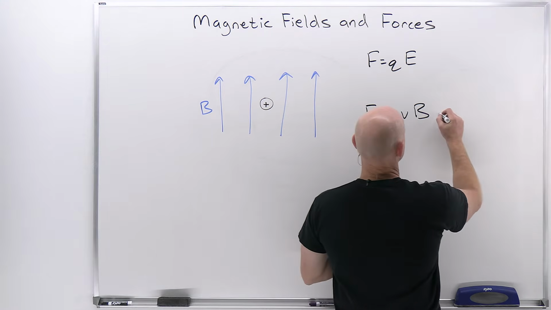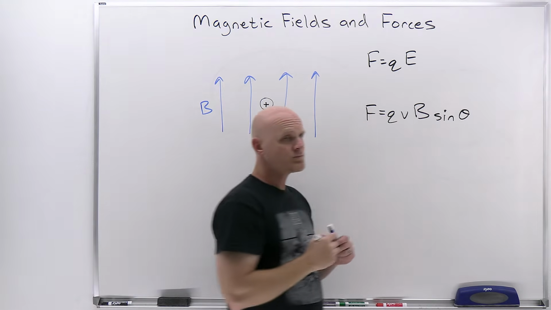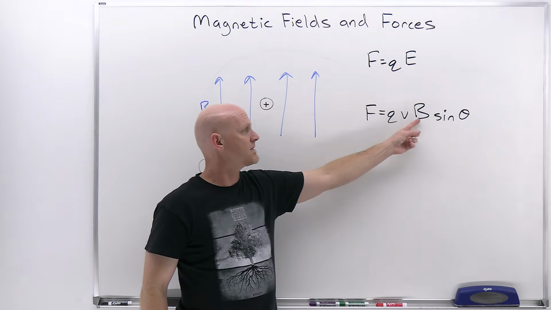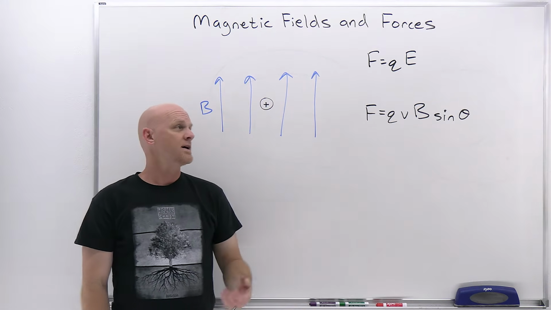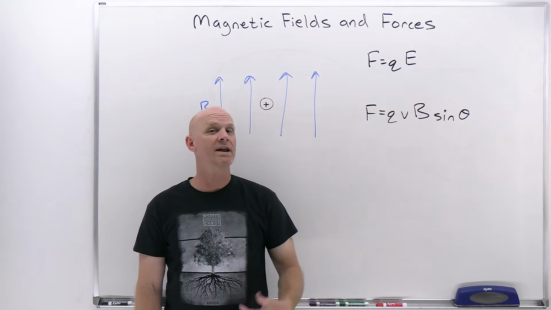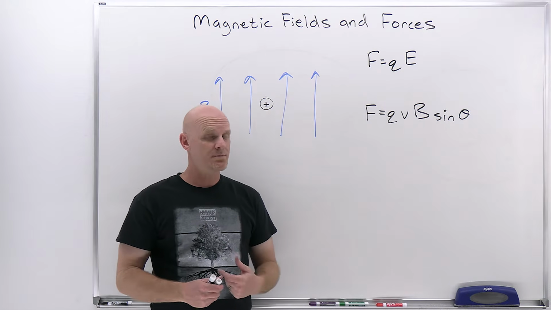It turns out there's a little factor of sine theta on here as well, where theta is going to be the angle between the velocity vector and the magnetic field vector. And if you recall, the sine of 0 is 0 and the sine of 180 is 0. And the sine of 90 is 1. So keep that in mind for just a second.